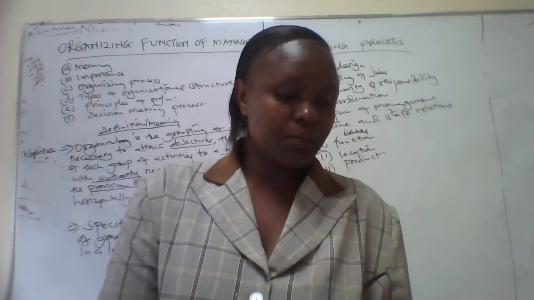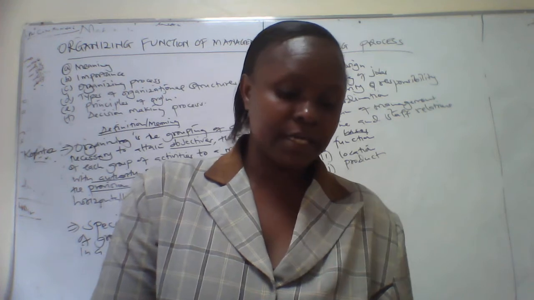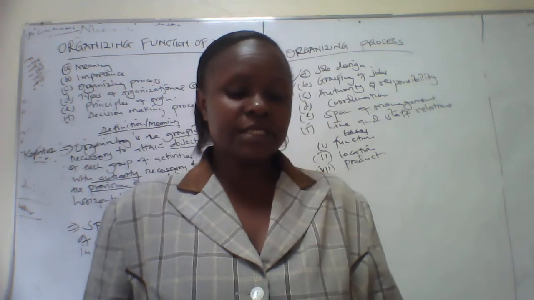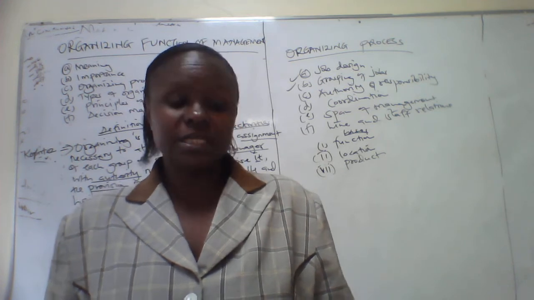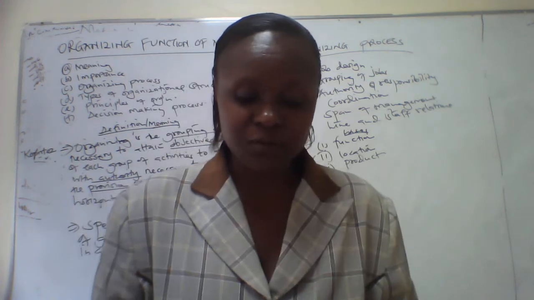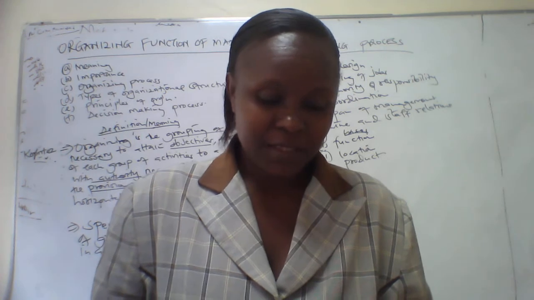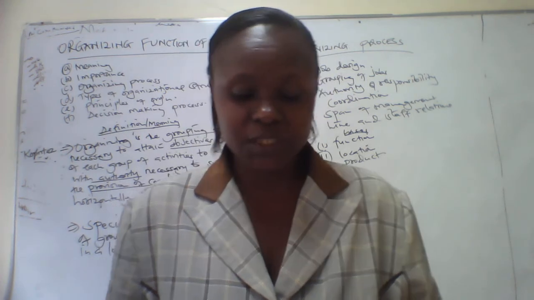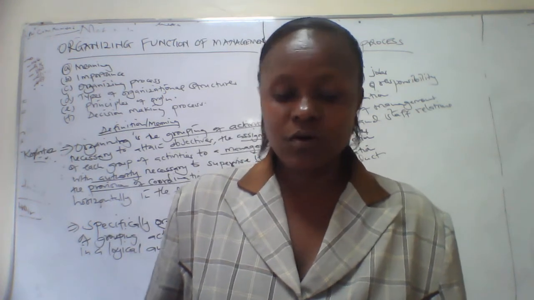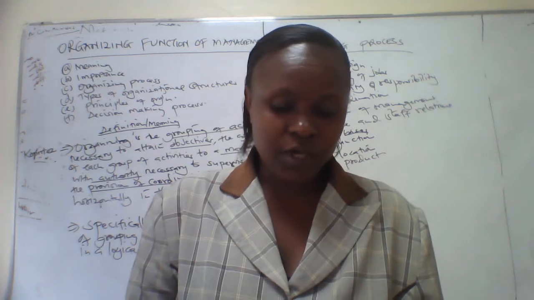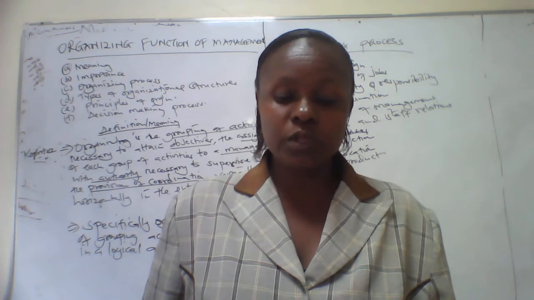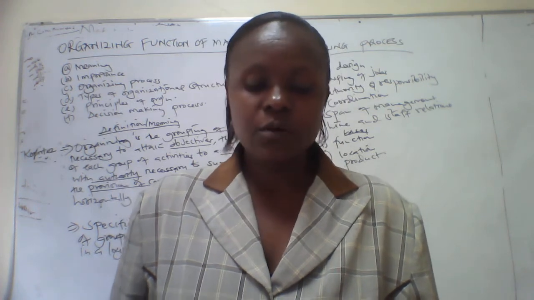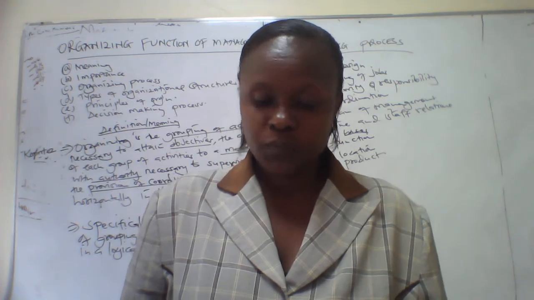Let's look at the span of control or span of management. When we say span of control, we mean the number of subordinates that one manager can supervise directly. The manager faces certain limitations. For him or her to get some assistance, he or she must know the number of subordinates he or she is supposed to supervise.